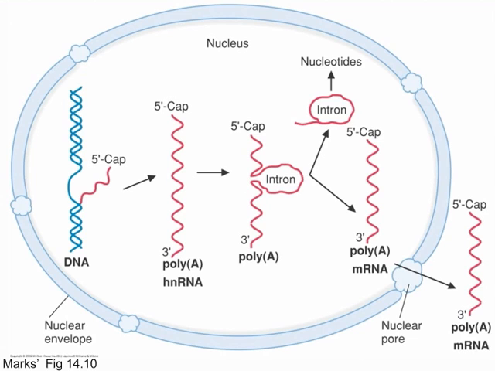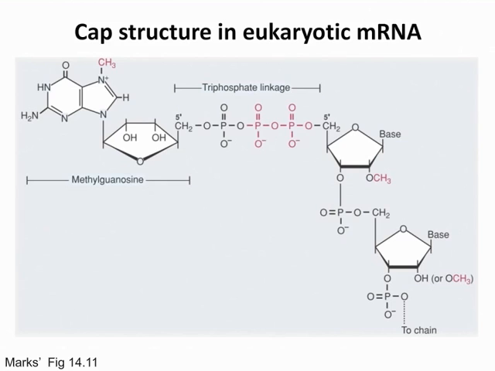So transcription is going to produce your hnRNA from your DNA template. And after hnRNA is produced, there's an addition of a 5' cap and a poly A tail. We use splicing to remove introns, which is going to give us our mature mRNA. And once we have that, it can leave through the nuclear pores and into the cytoplasm, where it's going to make proteins. Here it just shows you the cap structure in eukaryotic mRNA.